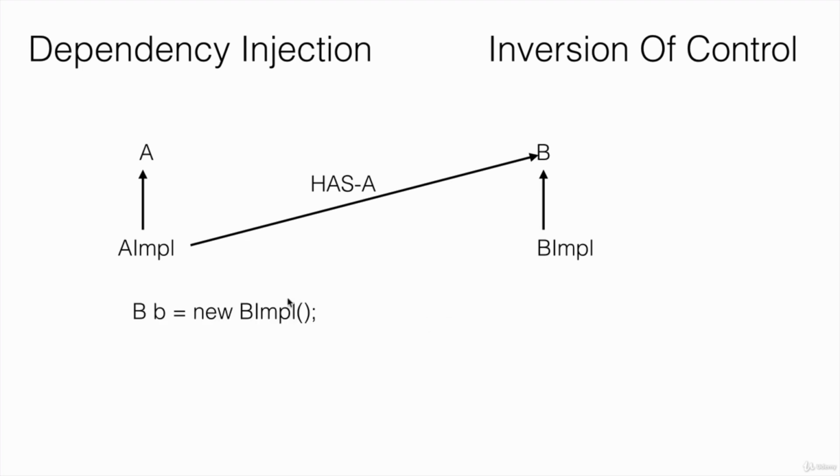Typically, we will create an instance of BIMPL and use it inside our AIMPL. So we as developers take that responsibility of object creation, and that object creation is hard-coded inside our application. That is where dependency injection comes in. Instead of us instantiating an object like this, we will delegate this responsibility of object creation and injection into AIMPL to frameworks like Spring framework.